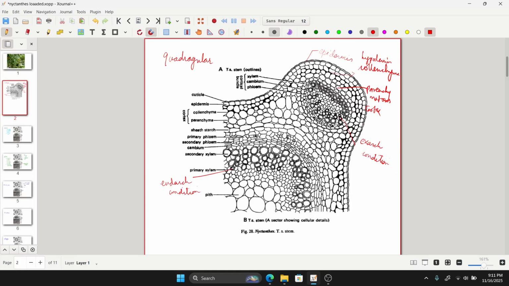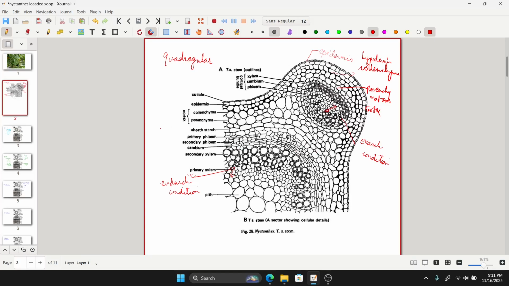In case of the cortical bundle, it is called exarch condition since the protoxylem is towards the periphery. The protoxylem is towards the periphery here. While in the endarch condition, the protoxylem is towards the inner side, that is towards the pith. So this is the difference, that the presence of these 4 cortical bundles leads to the anomalous behavior in Nyctanthes.